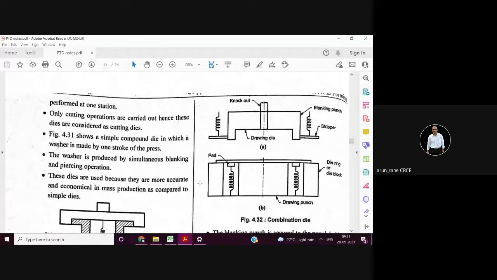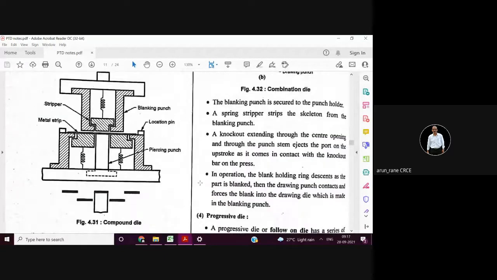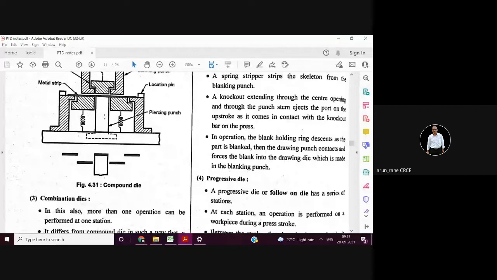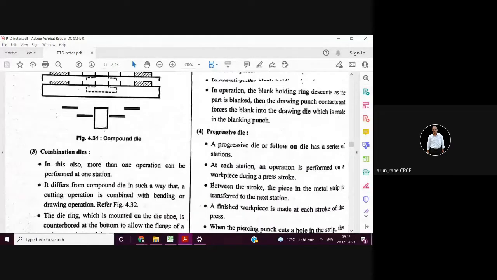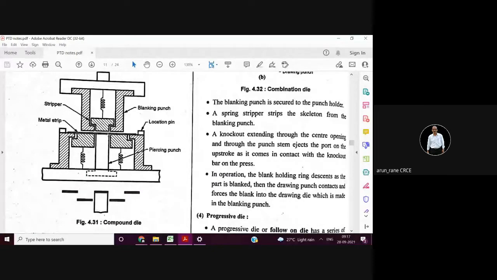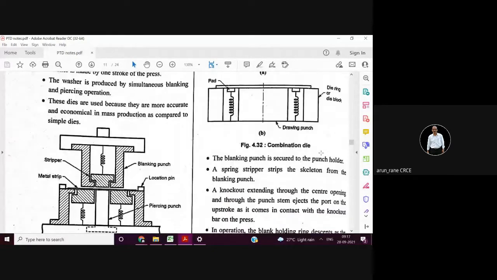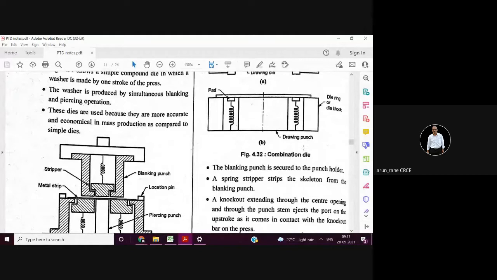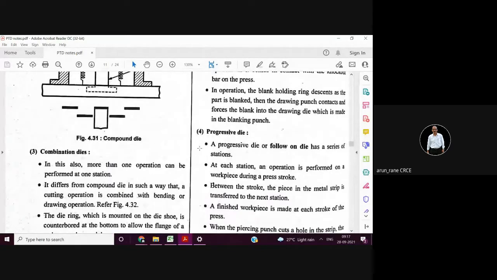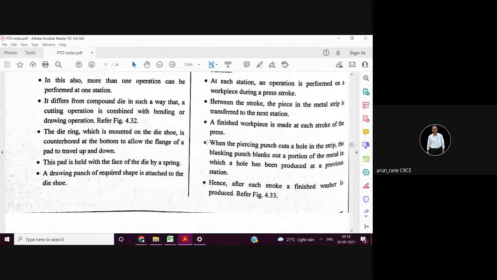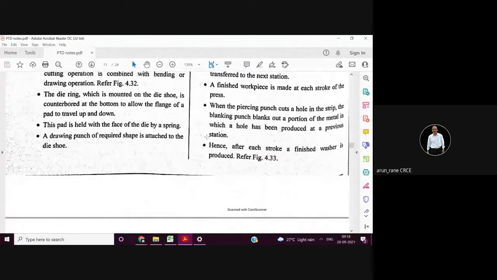And I also told you what is combination die, what is compound die. In compound die, the operations are done simultaneously, and there is only one station here. In combination die, like blanking followed by drawing, that is a combination. It is not done in one stroke. It is not done simultaneously. And in progressive die, there are more than one station.